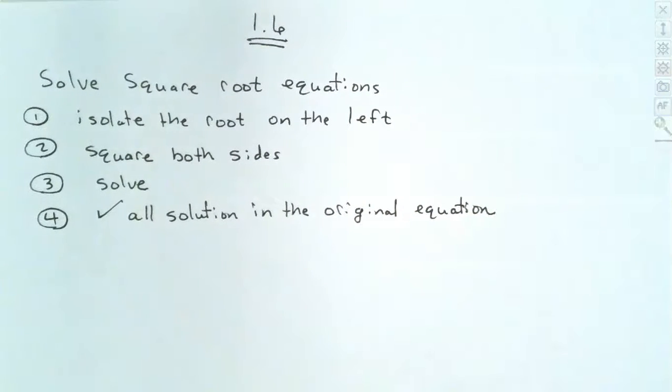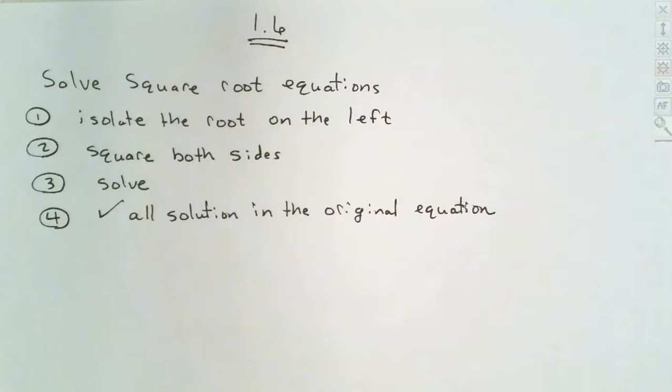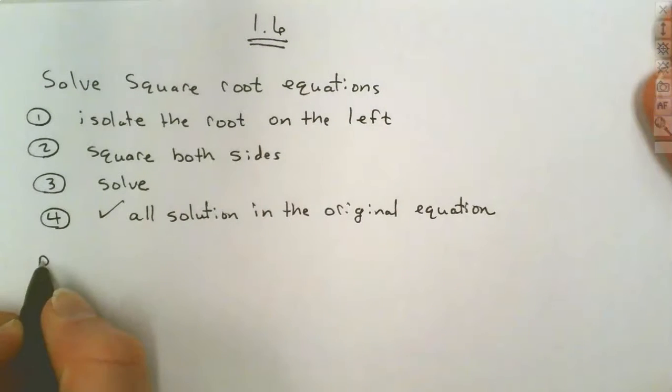So we're going to isolate the root on the left. We're going to square both sides, solve out that resulting equation, and then we're going to check all the solutions back in the original. A lot of times when you solve these, you'll get two solutions. They may both work, one may work, or in some cases, neither one of them work. So we'll work through a couple of these. We're going to go ahead and start with question 45, and this is on page 165.